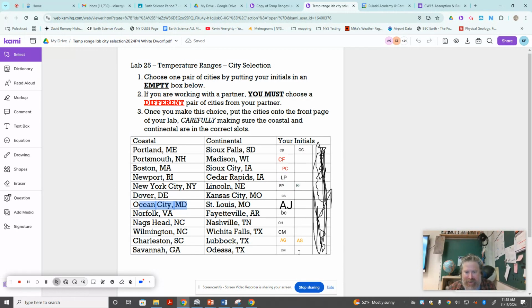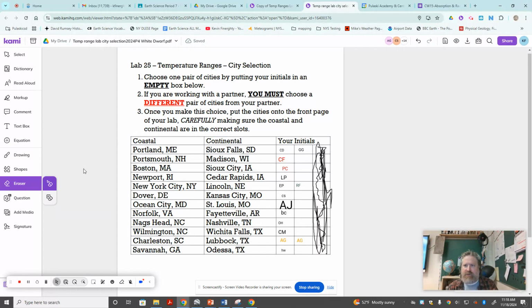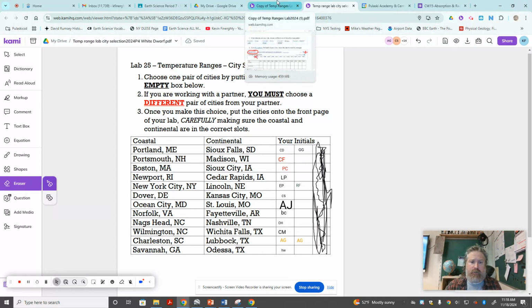Pick an unclaimed box, and those will be your cities, like the ones that I popped up on that Google Earth thing. Right, the coastal is Boston, the continental is Sioux City. So whoever PC is, those are the two cities that they did in their lab. You take an unclaimed box, don't do the same one with a partner if you're sitting right next to them, and you're good to go.